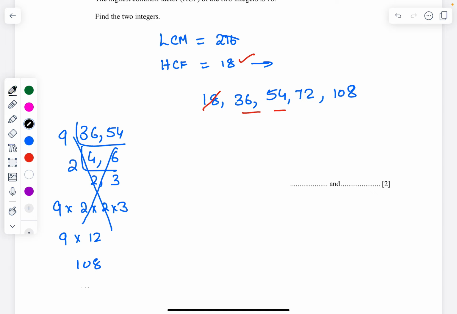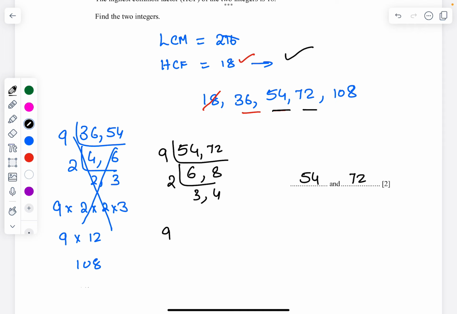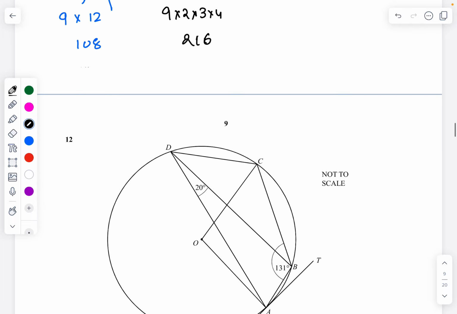So another option I'll take is 54 and 72. You can cross check that for 54 and 72, the highest common factor is already 18. Then I'll try it out with the least common multiple. 9 times 6, 9 times 8, 2 times 3 and 2 times 4. So 9 times 2 times 3 times 4, which is 216. So therefore, 54 and 72 is the answer.